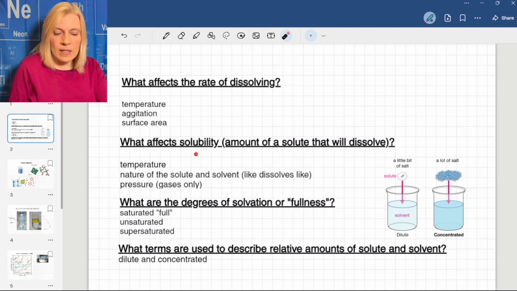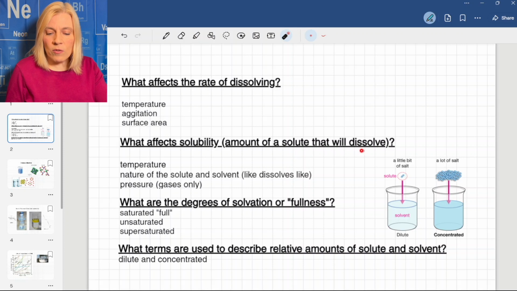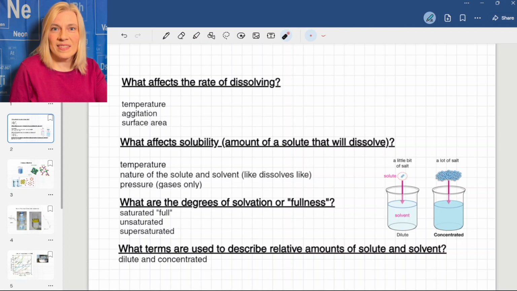So what affects solubility? The amount of solute that will dissolve in a solvent. One of the things is temperature. So we will talk about that. Nature of solute and solvent, like dissolves like. Pressure has an effect for gases only. And how can we describe solutions? Well, we can use these words.